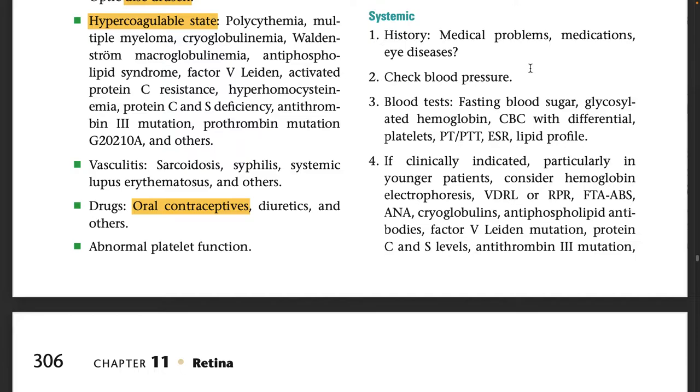Why do we check glaucoma? It can be a cause for CRVO. Symptoms of glare, sensitivity. If there is RAPD, we check for it. RAPD check.